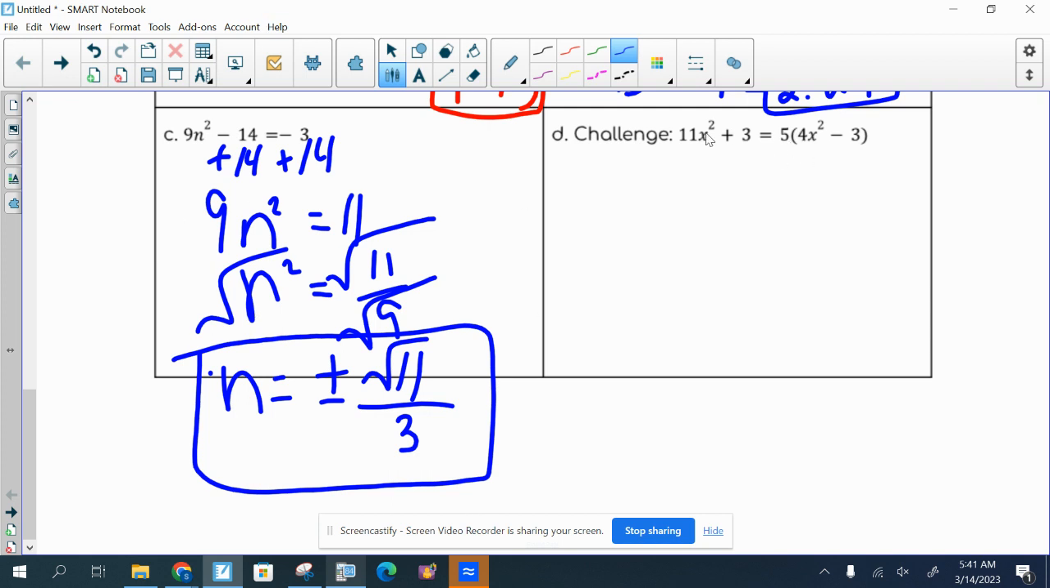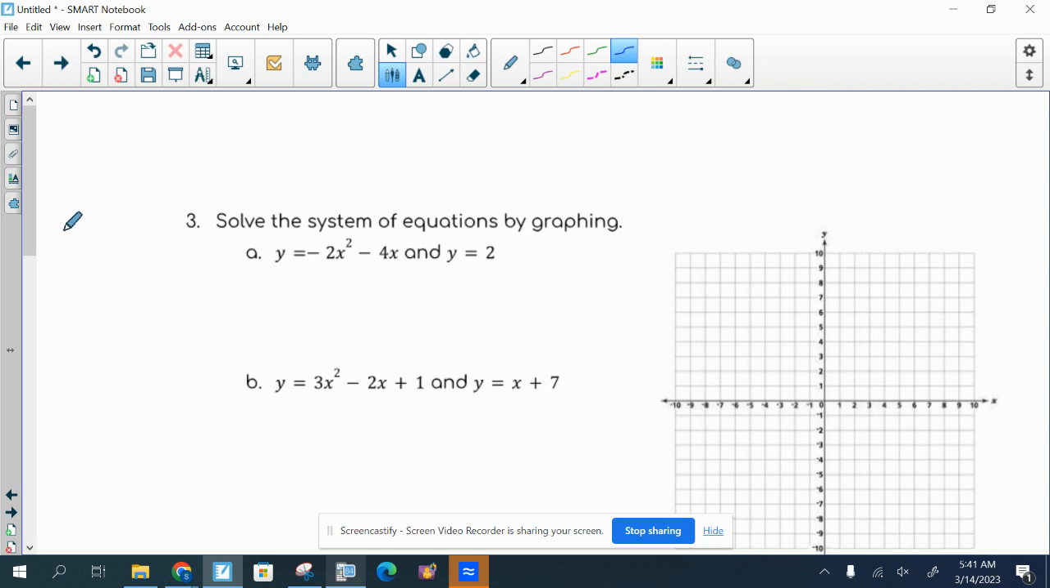All right, and I'll let you guys figure this one out. You just have to distribute the 5 in this case. You can distribute because it's not being squared out here. And then move the x's over to one side, everything else over to the other, and then solve it like part C. Okay, let's move on though.